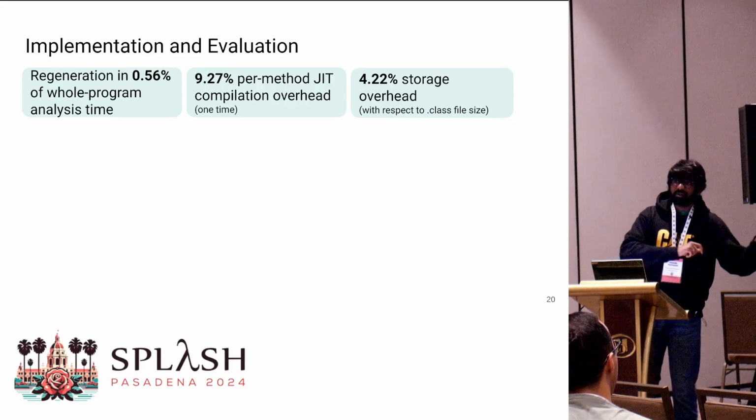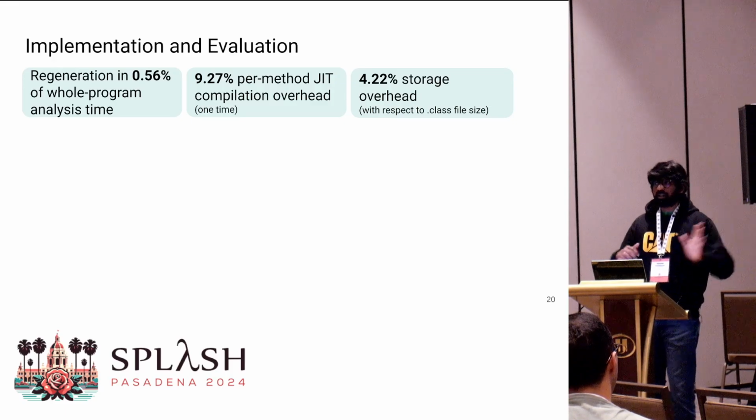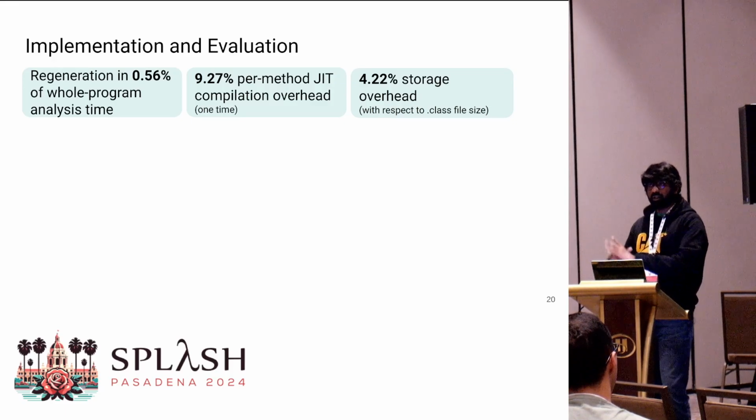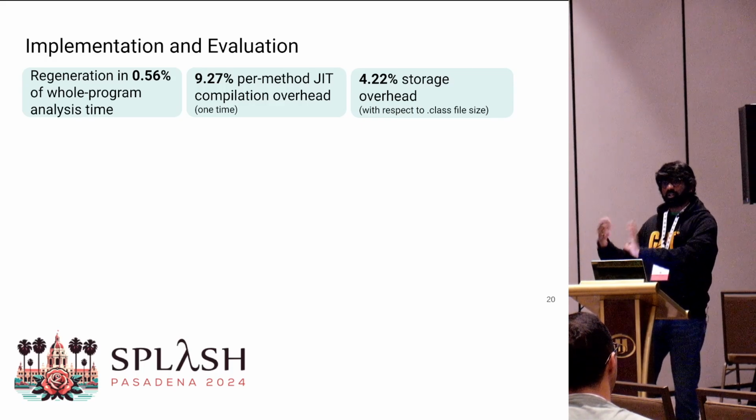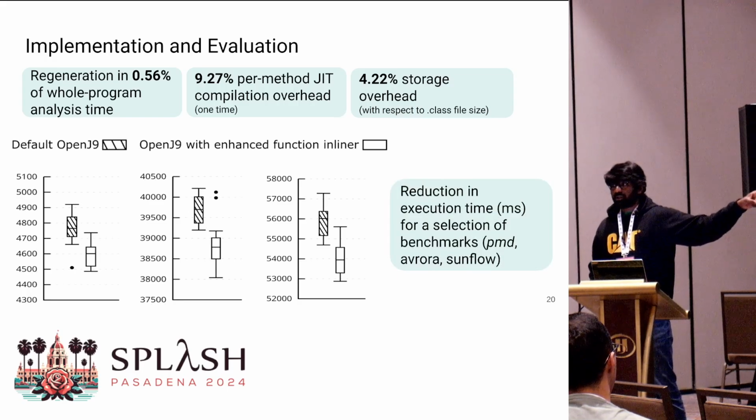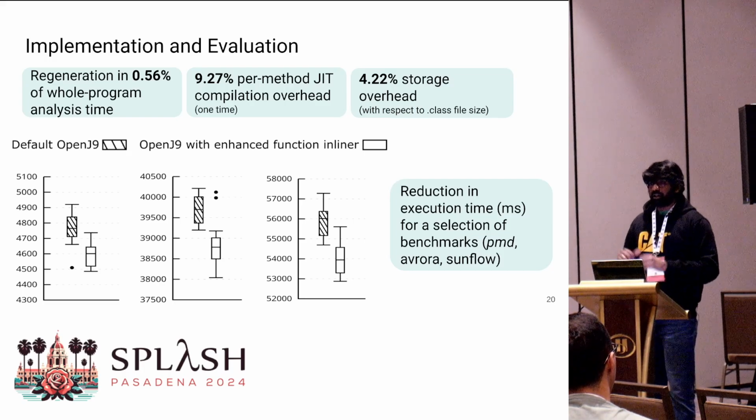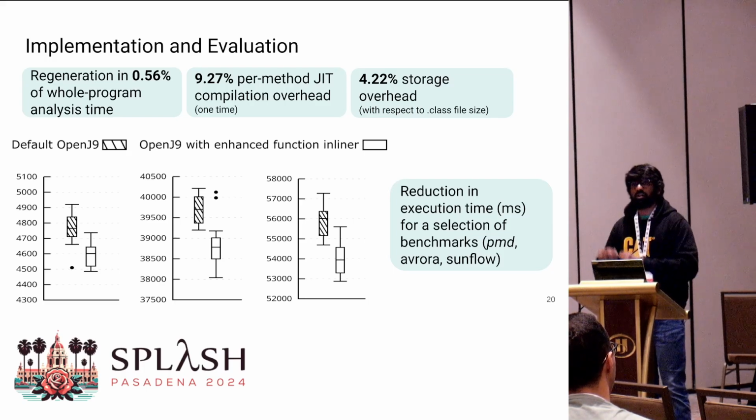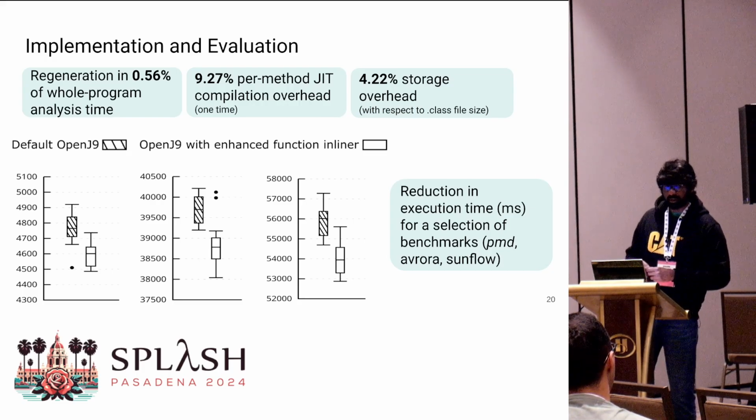The final interesting experiment we did was to see how the availability of these results affects a production-grade JVM. So what we did is we introduced these results into the Eclipse OpenJ9 JIT compiler, and we augmented its function inliner to use it. And we were able to see observable improvements in execution time, a selection of which is shown here for a couple of benchmarks. Given that a JIT compiler is already insanely optimized, any performance you can claw back from it is considered noteworthy.